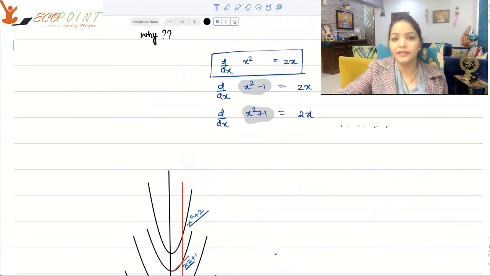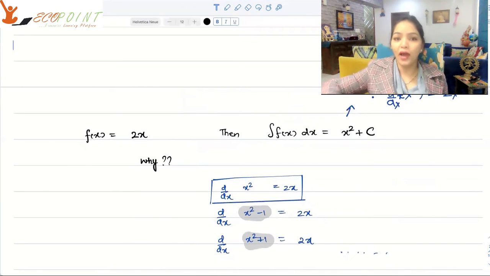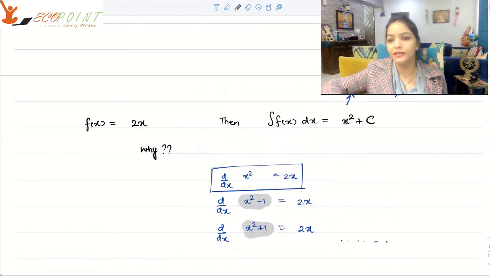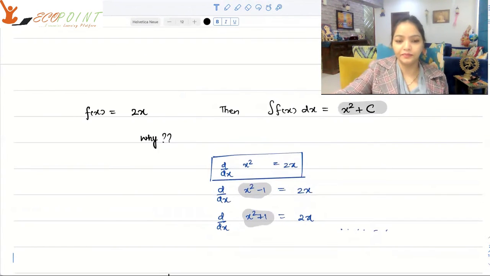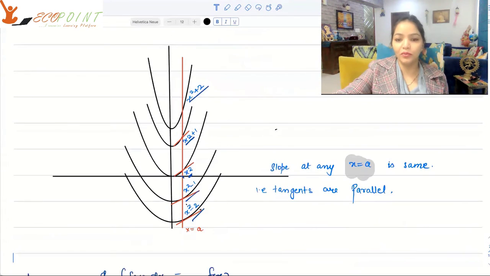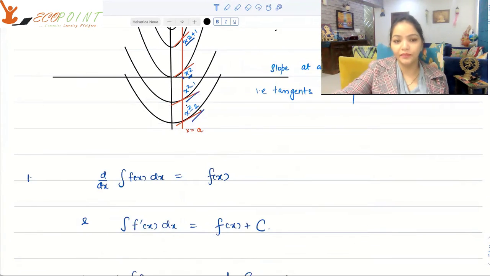The constant c, it's very important for us to understand why we put constant c when we have an indefinite integral. Indefinite means an unbounded case. In an unbounded case, you don't have any bounds to deal with. So that's the reason why we have that c. Because the derivative of a constant is just 0, the slope will be the same.